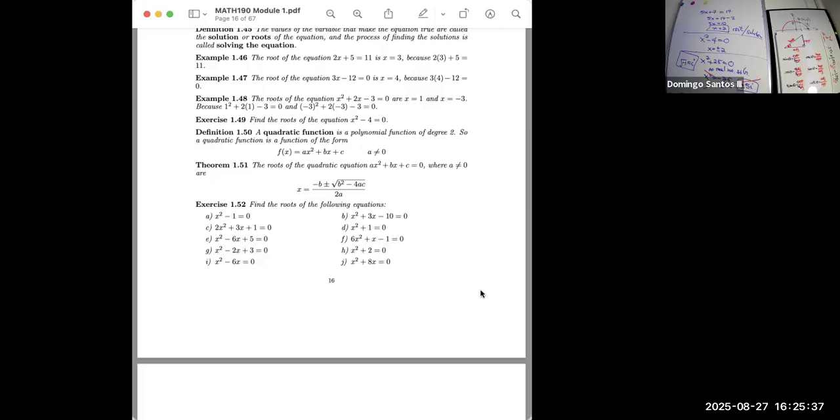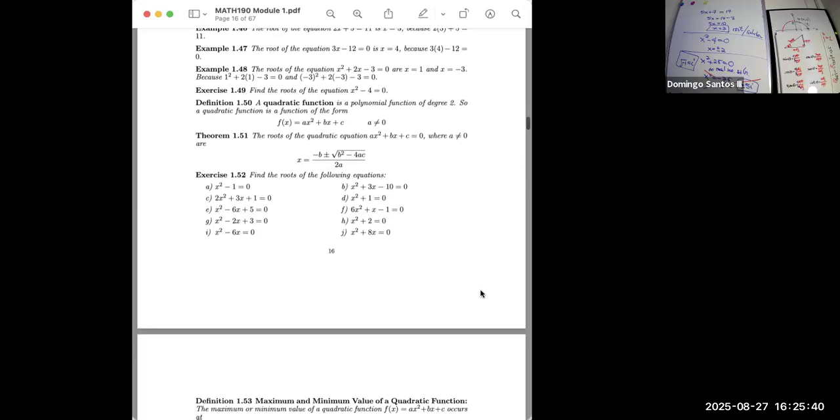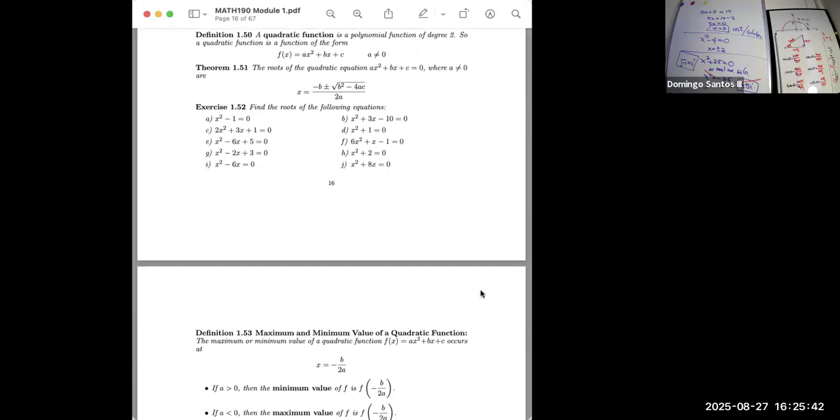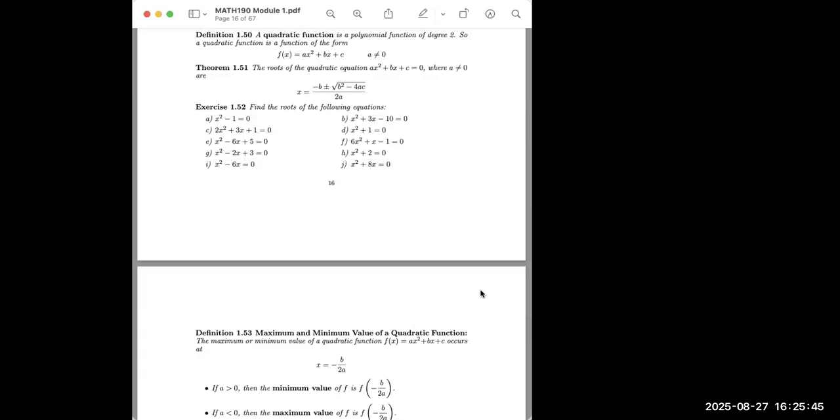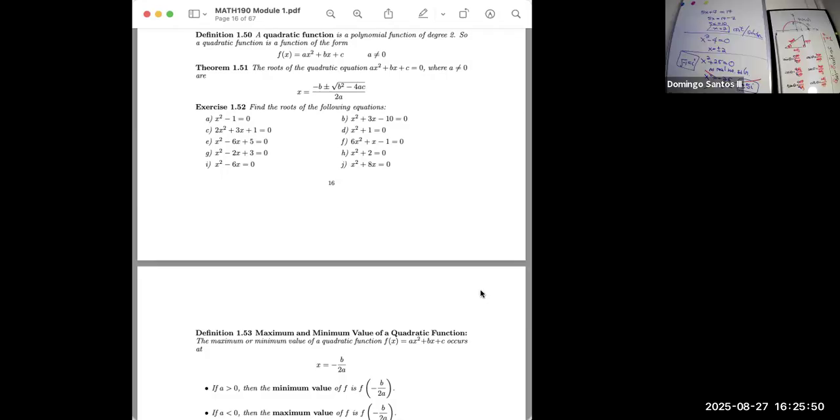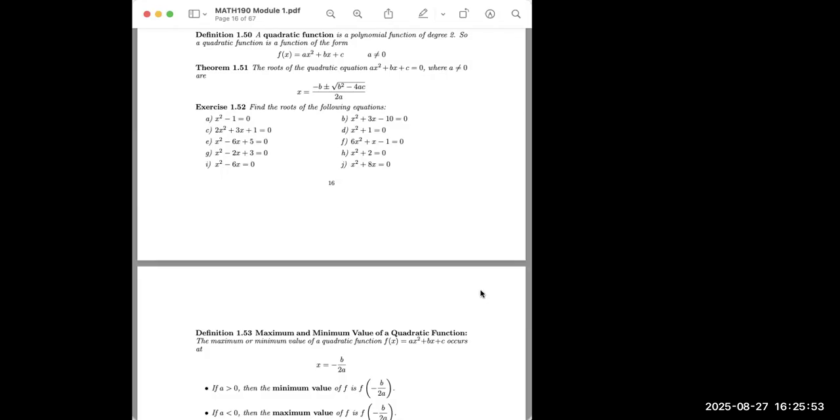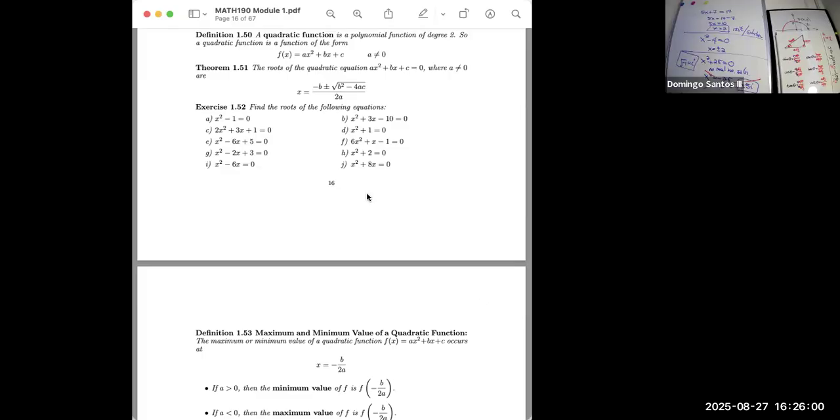We're good? Okie dokie. Jessica, can you read to me definition 1.50, please? It says a quadratic function is a polynomial function of degree 2. So a quadratic function is a function in the form f of x is equal to ax squared plus bx plus c. Okie dokie. So a quadratic function is a polynomial of degree 2, meaning the highest power that you will see for x will be 2. Now, it says here, Jessica, that a is non-zero. Why should a be non-zero?